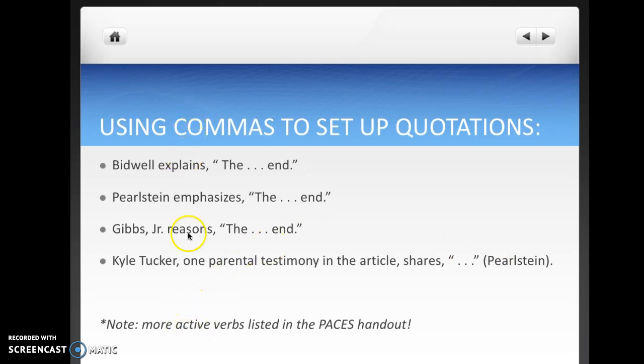So if you're looking for active verbs like this because you're getting stuck with saying things like thinks or says or states, and you feel like even the word writes is kind of obvious, so you want to come up with more active, interesting verbs, then make sure you look at the Paces handout because there's a list of really great verbs you can use to explain the rhetorical moves of your author, and that is important. Just make sure you use the name or the pronoun, and then you set it off with a comma when you use the verb.